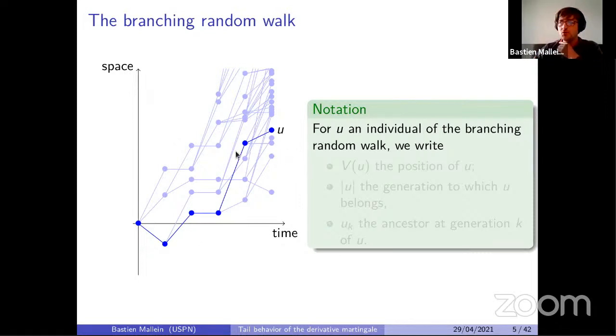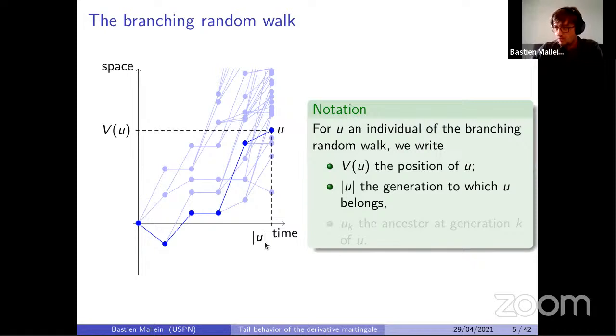So I'm introducing a few notations. I will denote by U an individual in the branching random walk, and V(U) will be the position of the particle U. The absolute value of U, |U|, will represent the generation to which U belongs. So the root is at position 0 at generation 0. This child is alive at generation 1. This one has generation 2, this one has generation 3, 4, and so on. So, for example, U here is alive at generation 5. And for k smaller than the generation to which you belong, I denote U_k the ancestor at generation k of U.